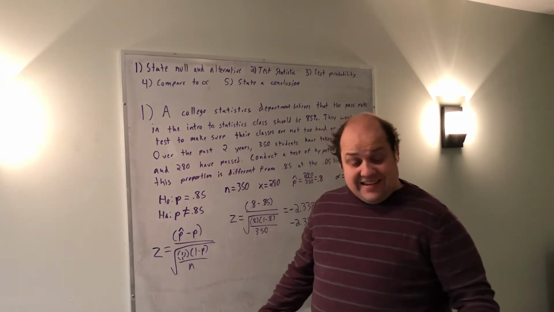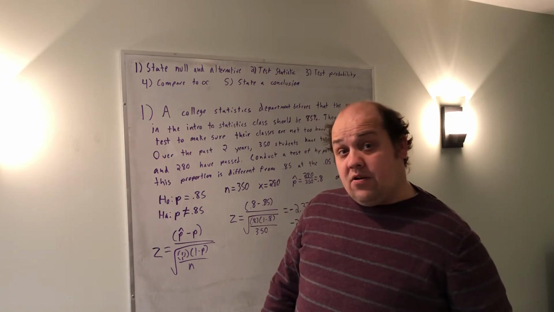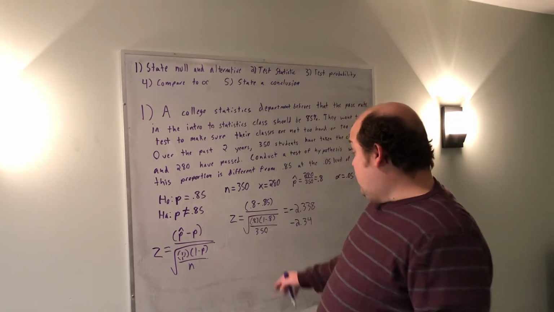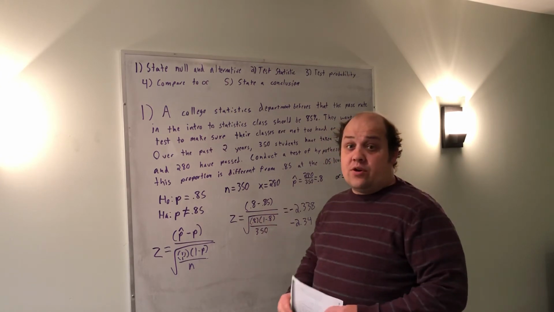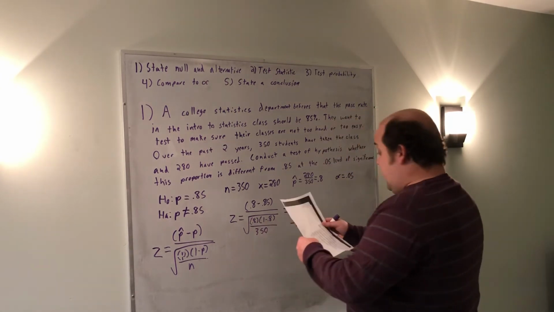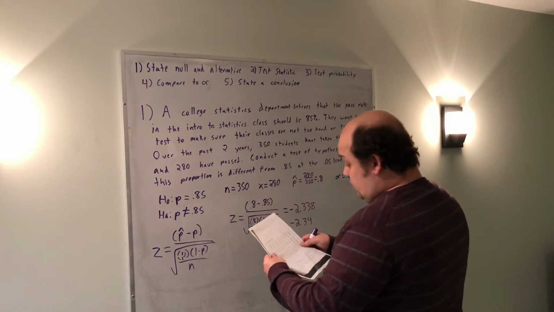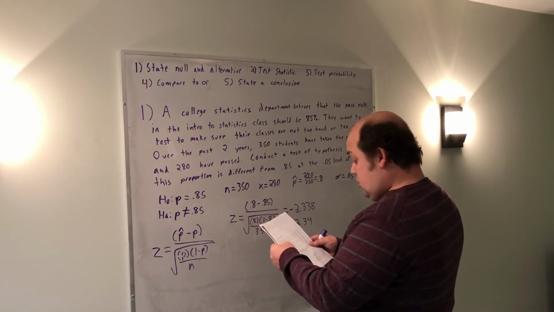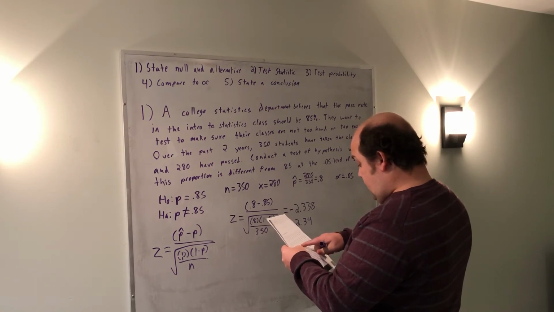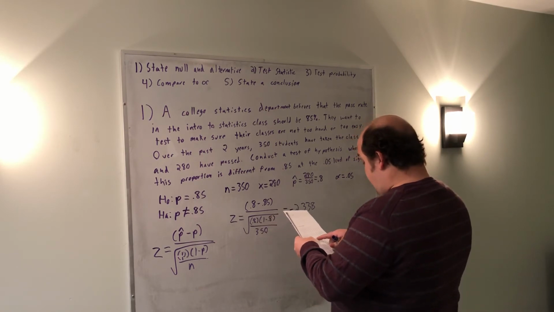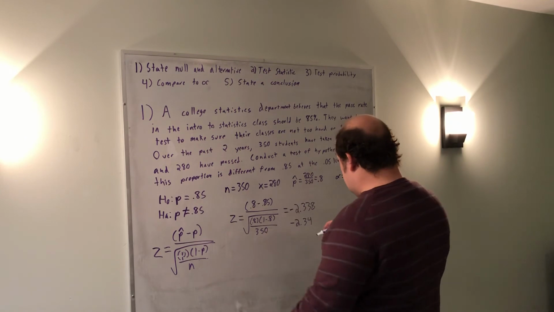If you're getting something different than that when you put this in your calculator, it's probably something to do with the parentheses on the bottom, making sure this 350 is also under the root. When I go to the negative side of my table and look up negative 2.3, and then I go over to 4, I get 0.0096.